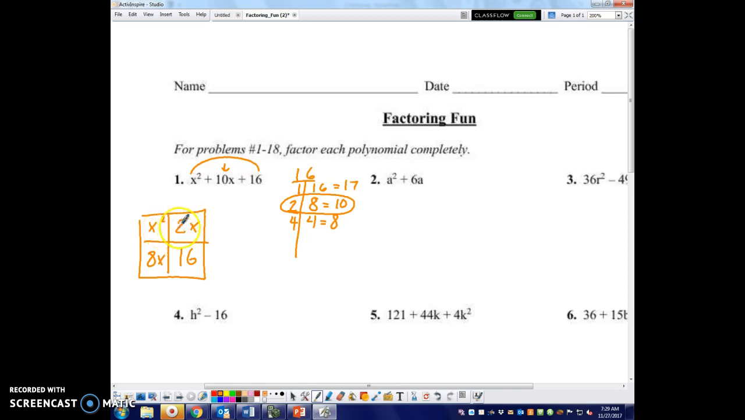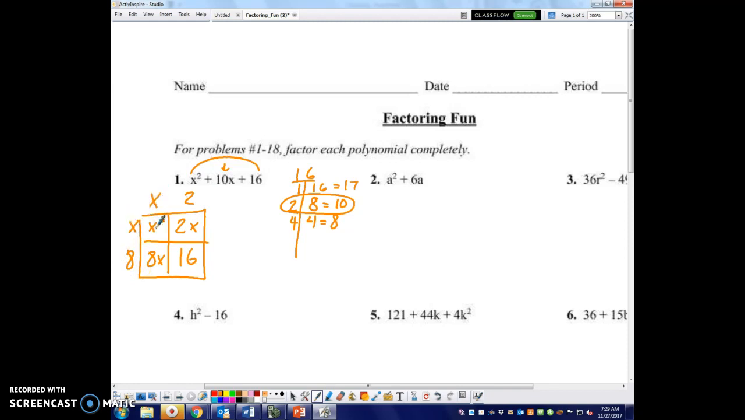So looking at this row, what do both of these have in common? They both have an x. What do both of these have in common? They both have an x. So from here, you can just do x times what gives you 2x? 2. And then x times what gives you 8x? 8. Then check over your work and be sure you did it right.